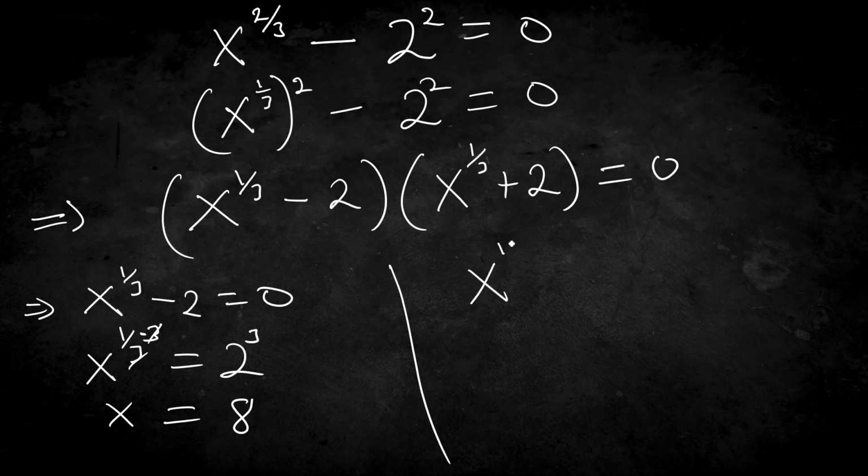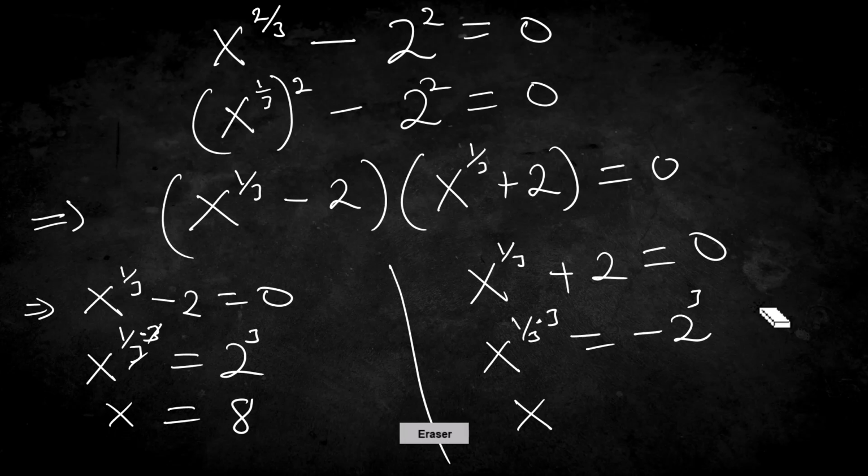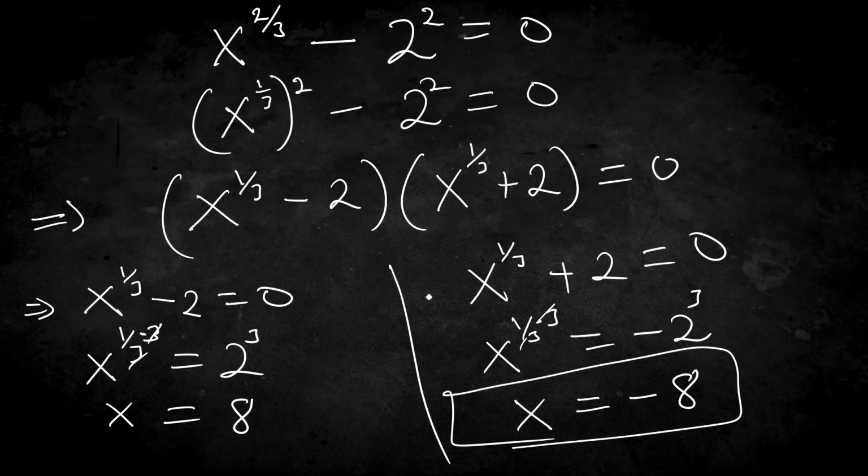And x raised to 1/3 plus 2 equal to 0. x raised to 1/3 equals minus 2. Alright, so raise both sides to the power 3, so this side will be x, and this side minus 2 to the power 3. So this one will be minus 8. Alright, so that's that.